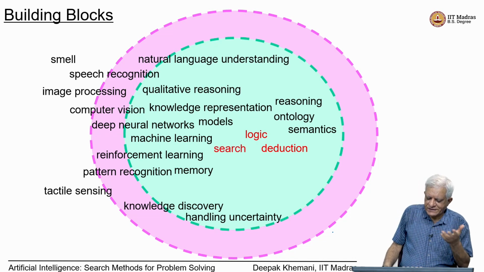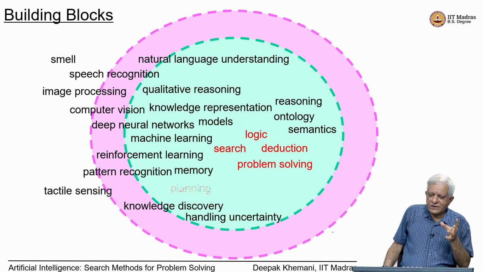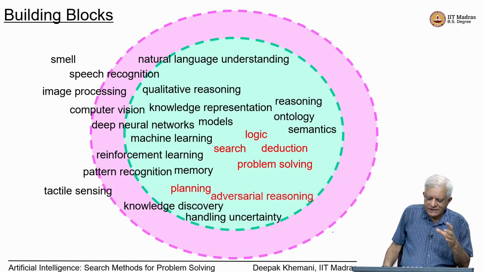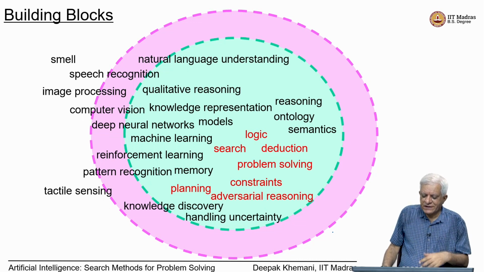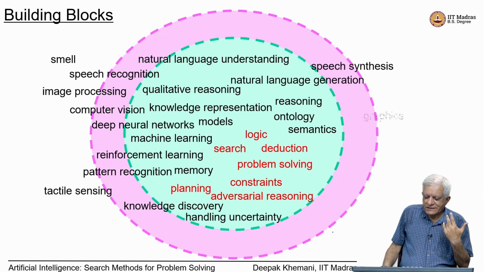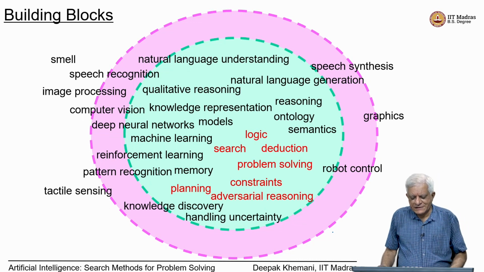What we will also study is search, as we have said, this is the focus of the course. We look at problem solving and see what it is that the agent has to achieve. We will look at planning, as I had mentioned earlier, and adversarial reasoning. By this we mean game playing, because you have an adversary and you are not just acting alone in the world. And constraints, which, as I said, is a kind of generalization of all this stuff. So, the stuff in red is what we will be covering in this course. Then there are other things like natural language generation, speech synthesis, generating graphics or robot control. All this would go into building an intelligent agent.